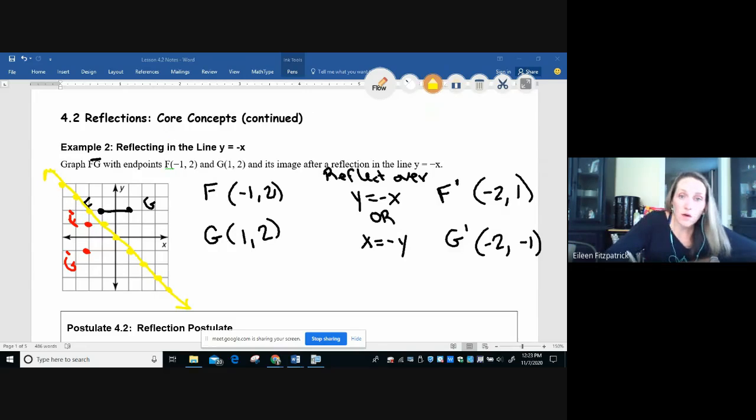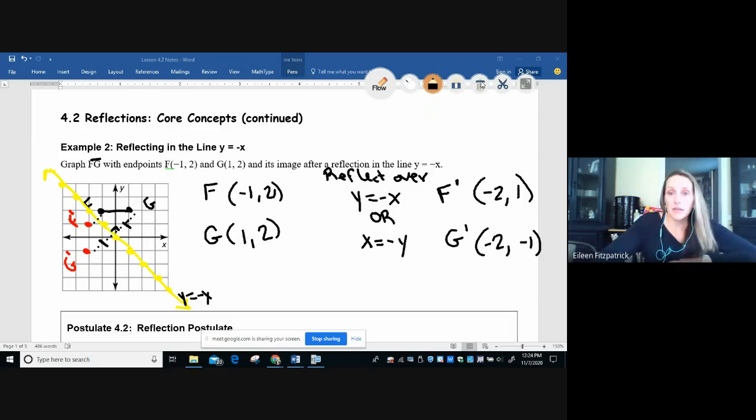And now if you think about connecting G to G prime, like we did in the last few problems, does it appear that G to the line of reflection is the same distance as G prime to the line of reflection? And does it look like the segment that connects them is perpendicular to the line of reflection? Okay, and same thing with F and F prime. They're the same distance away from the line of reflection, and the line that connects them is perpendicular to the line of reflection. Okay, so this is the line y equals -x.